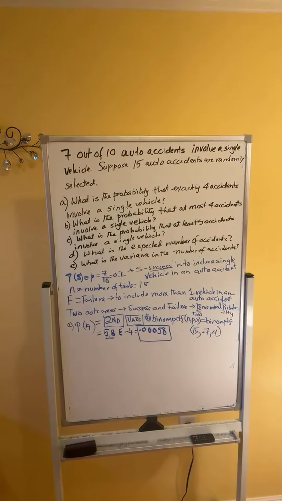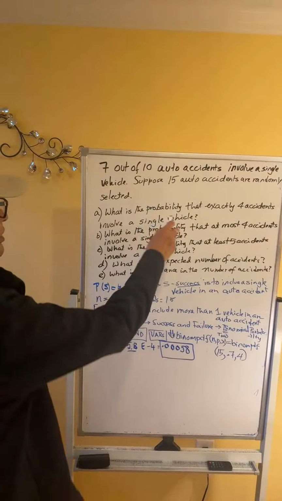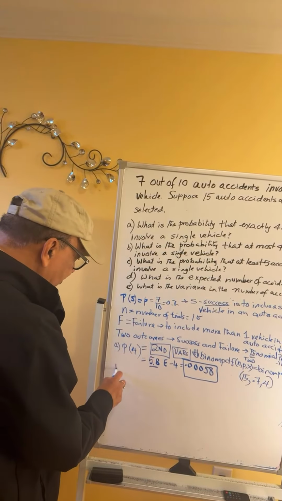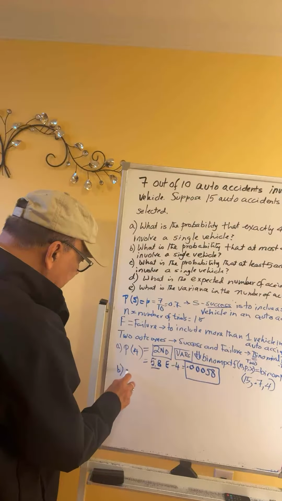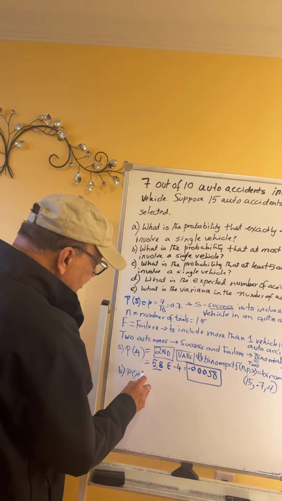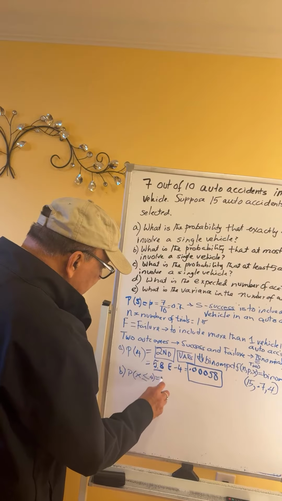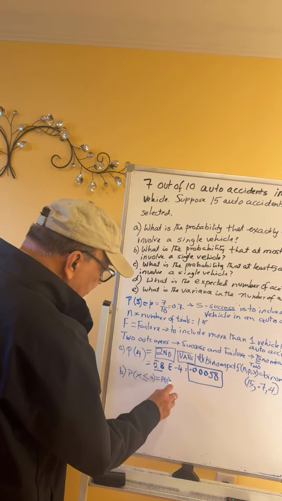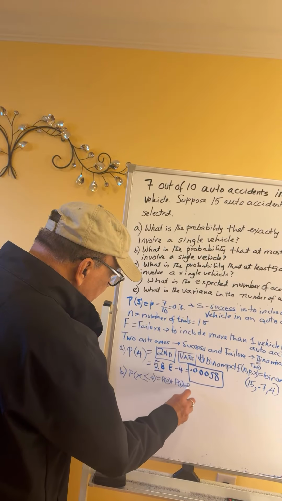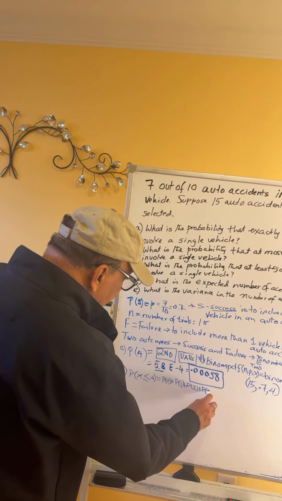Now it says, what is the probability of at most 4? That was exactly 4. At most 4 means the maximum is 4. So part B, at most 4, means X is less than or equal to 4. That means we are talking about P0, 0 is a possibility, plus P1 plus P2 plus P3 plus P4.